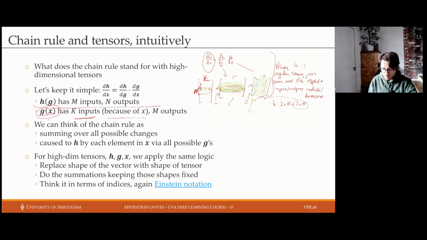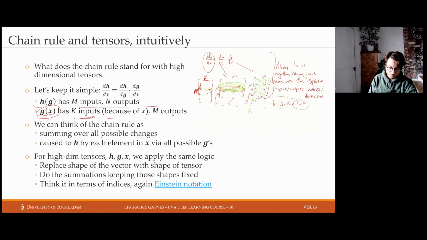So again, in the chain rule, what we compute per dimension in the end is basically a sum over all possible individual changes. We have to branch out over all possible changes in our respective inputs, and then by summing over and multiplying accordingly, we obtain our final partial derivative.